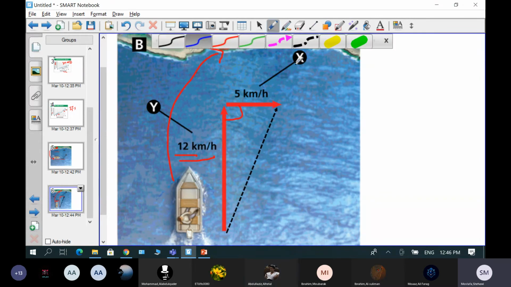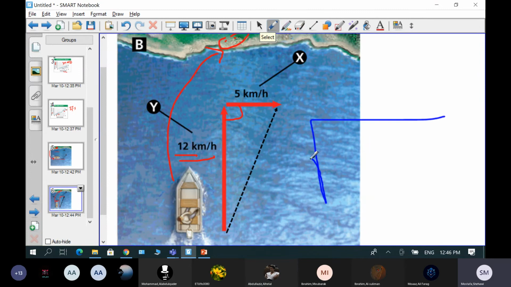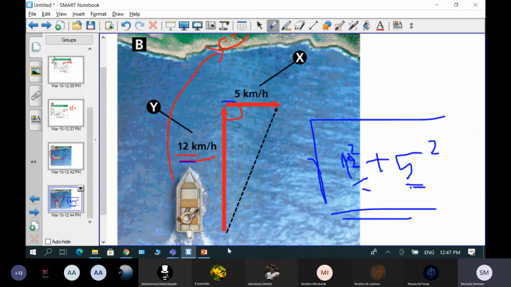Yes, so it is like this. Square root of this squared plus this squared. So 12 squared plus 5 squared. So you will find the answer this way, by the Pythagorean theorem. The answer comes from a concept called vector addition. You have to add them as vectors and you'll find the answer like this.